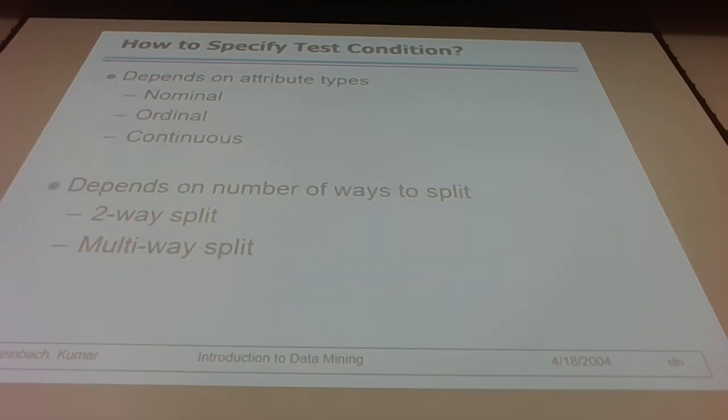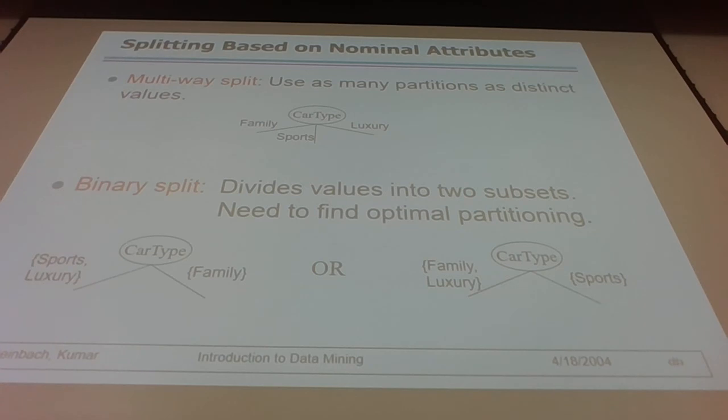Now let's answer the question of how to specify the test condition. There are many ways, and it depends upon attribute types: nominal, ordinal, continuous. For nominal attributes you can split two ways, three ways, or multi-way. Let's say a multi-way split on a nominal attribute, car type: family car, sports car, luxury car. You have three ways of splitting. But you can also do a binary split, which means you can combine values: sports or luxury on one side and family on the other.